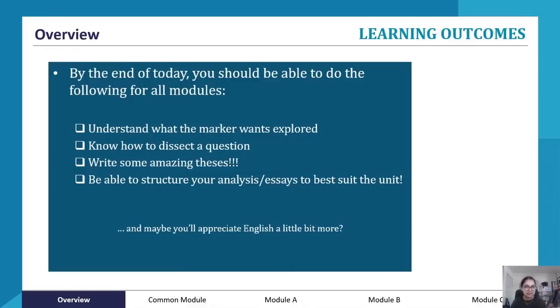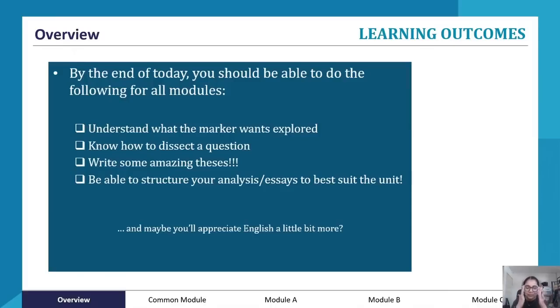Also, write some amazing thesis statements. Obviously, we want to do that, because the first thing the marker reads, and the first thing that forms their judgment of your work, is your thesis. Markers can tell from the thesis the quality of the writing. It's pretty easy for them to tell. So we want to show them from that first sentence that you know what you're talking about. And also, be able to structure your analytical essays to suit the unit.